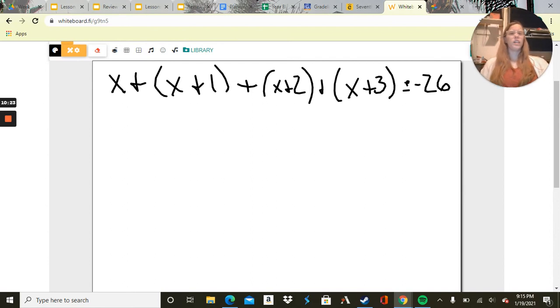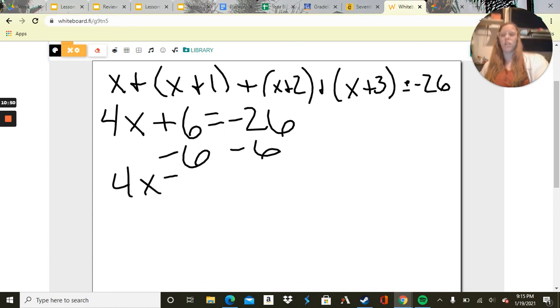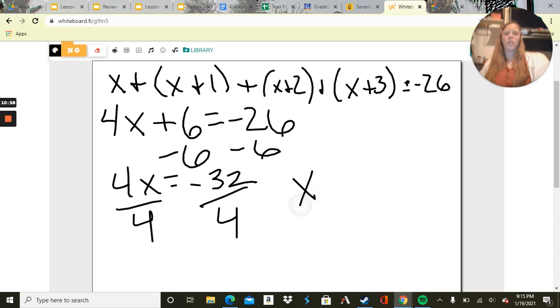Remember when we do consecutive integers, it's always just x plus 1. We had 4 consecutive integers, so x plus x plus 1 plus x plus 2 plus x plus 3. First we're going to combine the x's. So we have 1, 2, 3, 4x plus 1 plus 2 is 3 plus 3 is 6 equals negative 26. We're going to subtract 6 from both sides. 4x equals negative 32. Divide by 4. x equals negative 8.